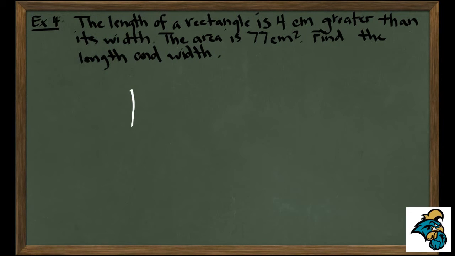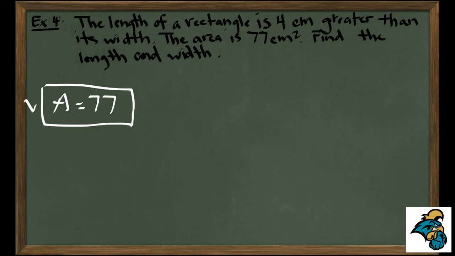So again, I'm going to start off with a rectangle. I have the area is equal to 77 centimeters squared again. I have the width over here and the length over here. Again, it's telling me something about the length. It's telling me the length equals 4 centimeters greater than the width.